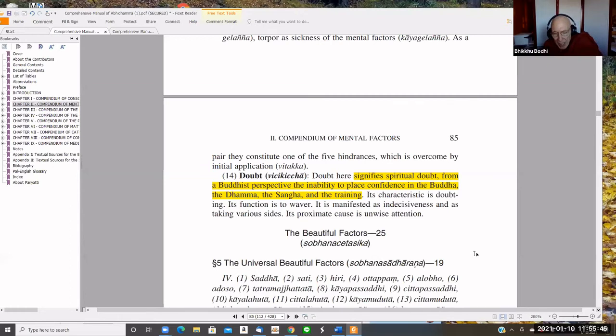A kind of wavering, uncertainty, indecisiveness, which leads a lot of people who start off enthusiastic about the Dhamma, but then doubts start to arise, and then they waver, and then turn away.